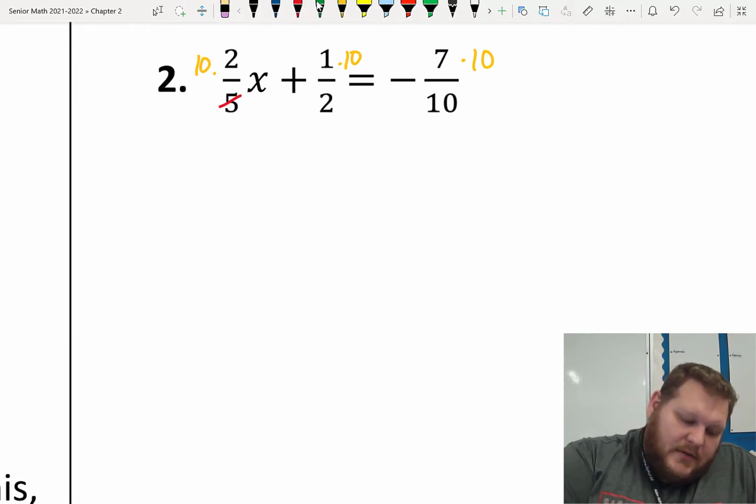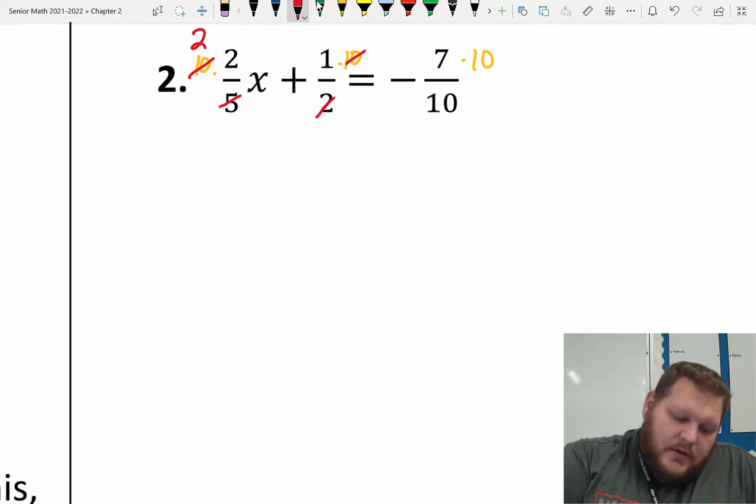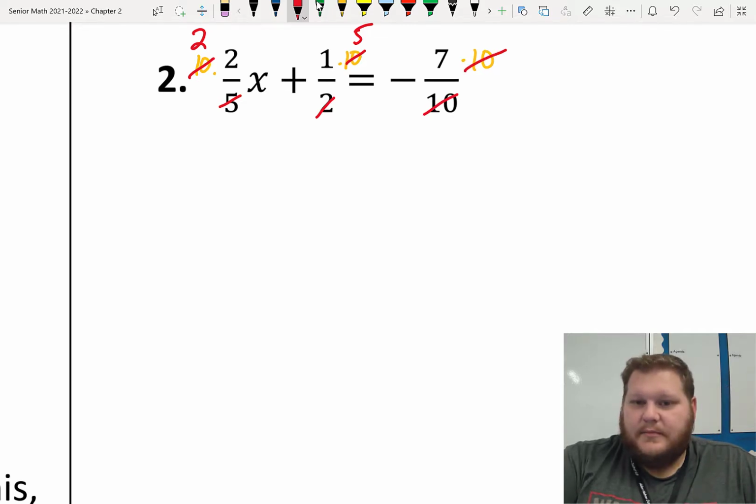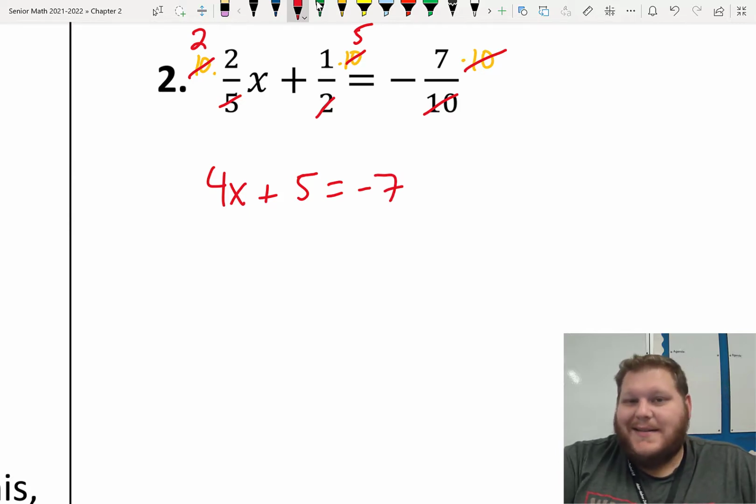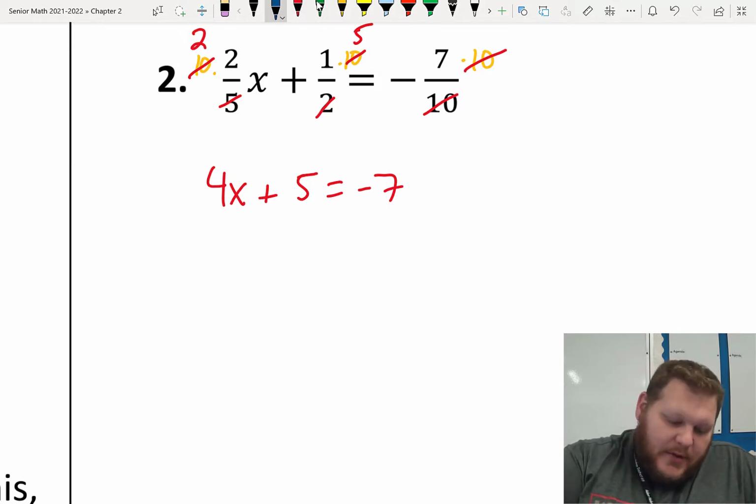5 and 10 reduce down to a 2, 2 and 10 reduce down to a 5, and then my 10s totally cancel. So here, my first term, I'm left with 4x. 1 times 5 is 5, and then negative 7 over here all by itself because the 10s canceled out. So once again, nice easy problem. I can solve from here.